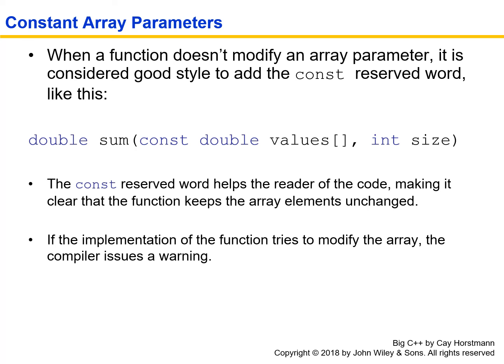Okay, when a function doesn't modify an array parameter, good style is you can add the const reserved word like this, const double values. It's not actually going to keep your program from changing that, but the compiler will issue a warning if it detects that your function might change the original array.